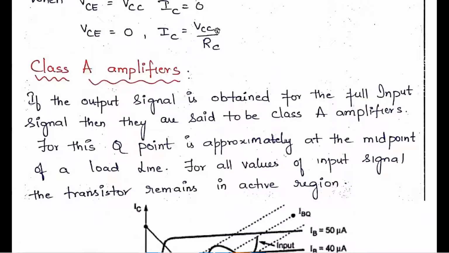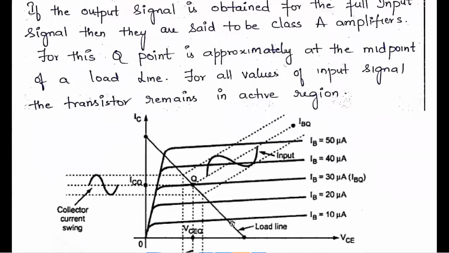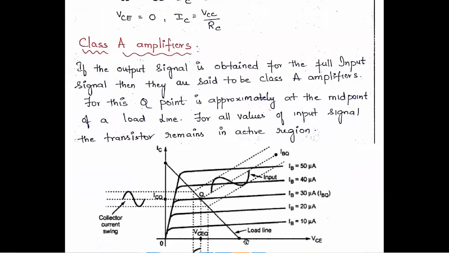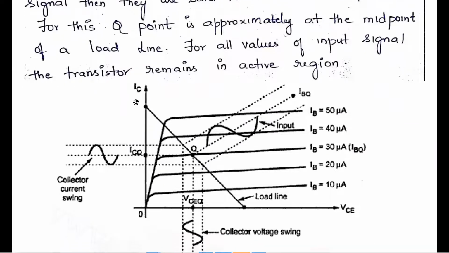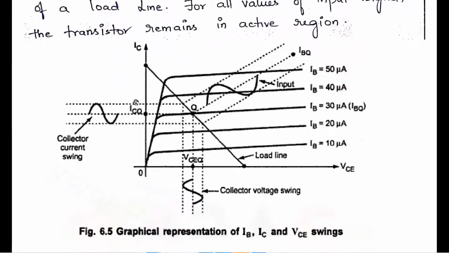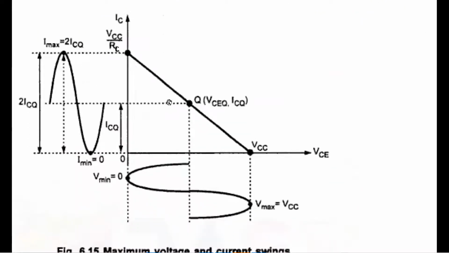The point will be VCC by RC, right? The point where the line meets the x-axis is VCC, and the point where the straight line meets the y-axis is VCC by RC. This I have shown in the next graph. The point where the straight line meets the VCE axis is VCC. The point where it meets the y-axis is VCC by RC.